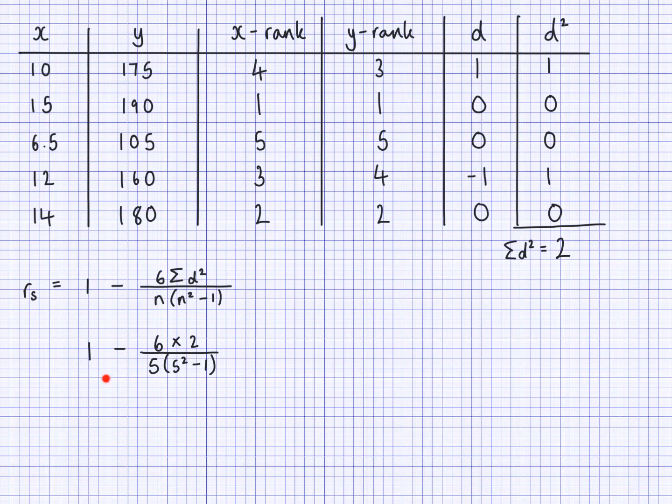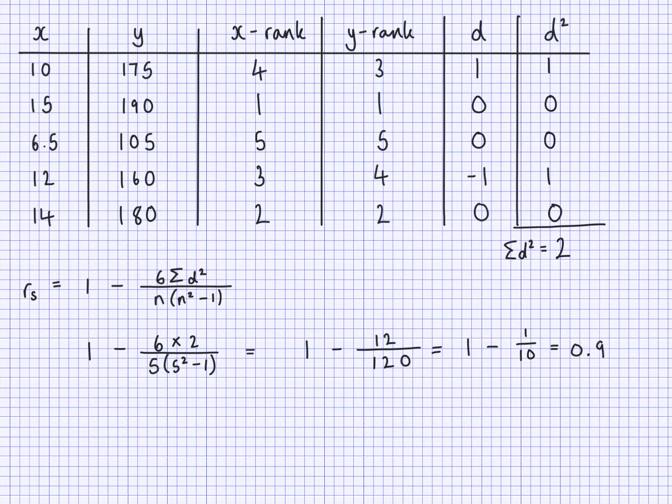Now you can just put this into your calculator and get the value. Okay, but I'm just going to simplify it a little bit first. So this is going to be equal to 1 take away 12 over, and here we're going to have 25 take away 1, that's 24, and 24 times 5 is 120. So 120, and you can see that this is going to be 1 out of 10. So this is going to be equal to 1 take away 1 over 10, and that's equal to 9 over 10, or we can say 0.9. So our value here is 0.9. So we've worked out the Spearman's rank correlation coefficient, and the value is 0.9.